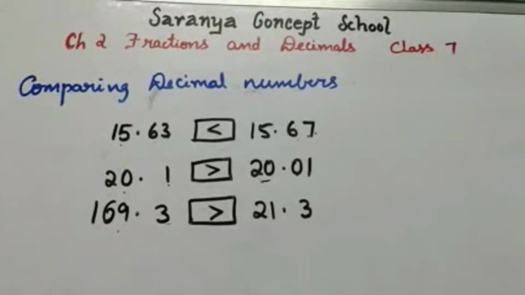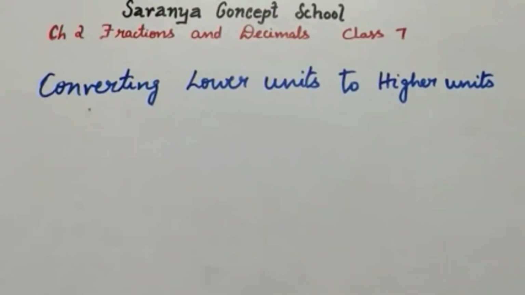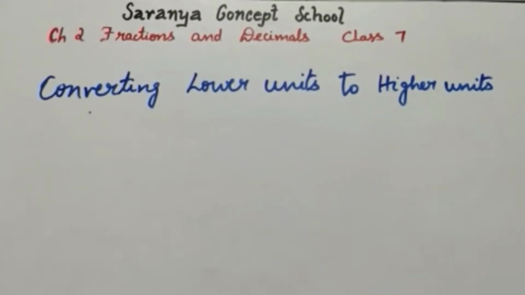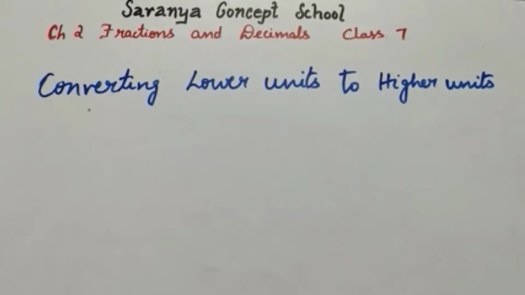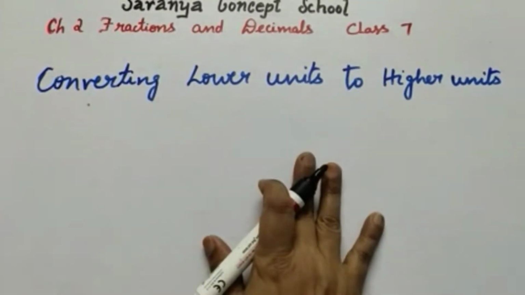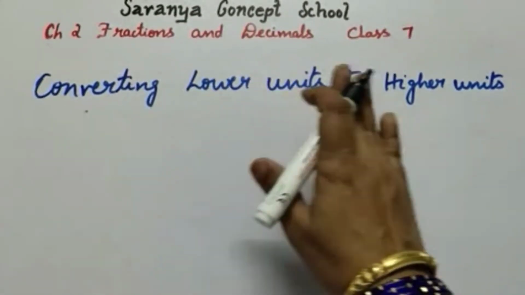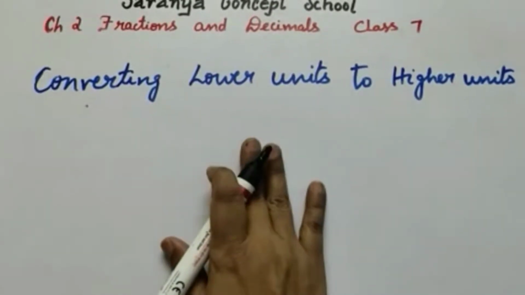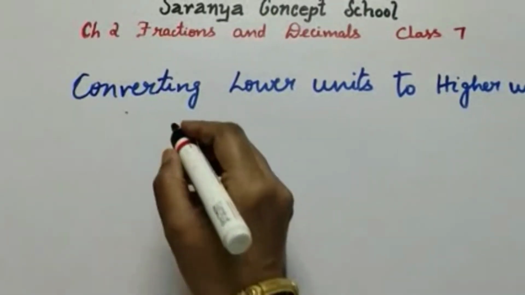Hope you understood, children. So while converting lower units of money, length and weight to their higher units, we require these decimal numbers. To convert the lower units to a higher unit, we use decimal numbers. Okay, let us check with an example.